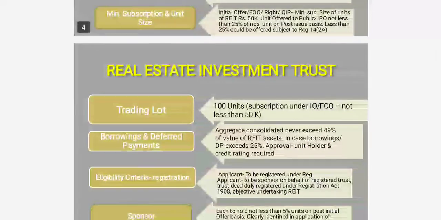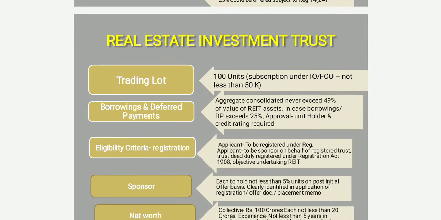Then we saw that all REITs are compulsorily listed on a stock exchange and trading is done in lots of 100 units. For borrowing and deferred payment, there is a ceiling that both together should not exceed 49%. Individually they cannot exceed 25% unless they have the approval of unit holders and credit rating agencies. So these are the conditions, salient features of REITs.